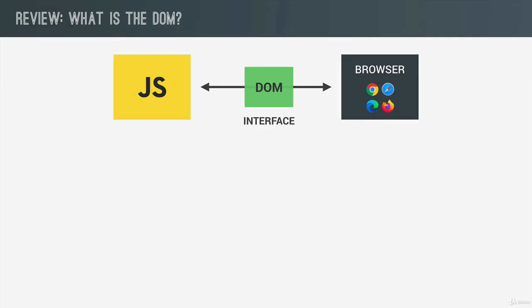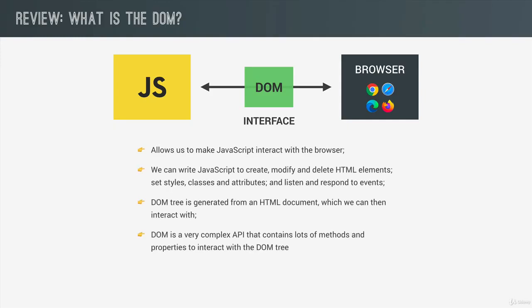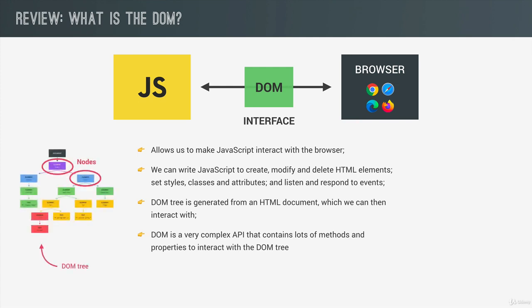So let's remember what we already know about the DOM, which is that we can use it to make JavaScript interact with the browser. And again, more specifically, we can create and modify and delete elements, set styles and classes and attributes, and listen and respond to events. In practice, this works because a DOM tree is generated from any HTML document. And a DOM tree is a tree-like structure made out of nodes, which looks something like this.